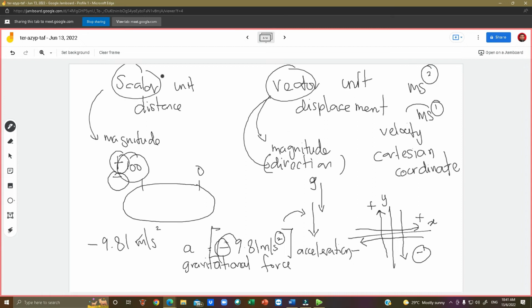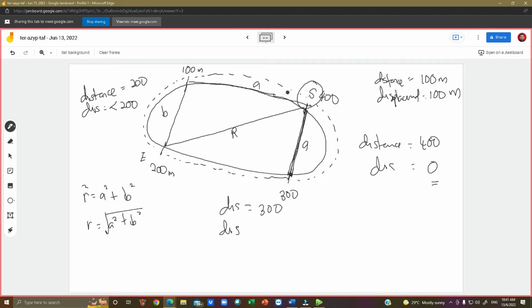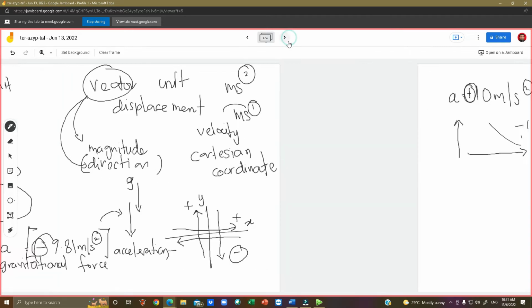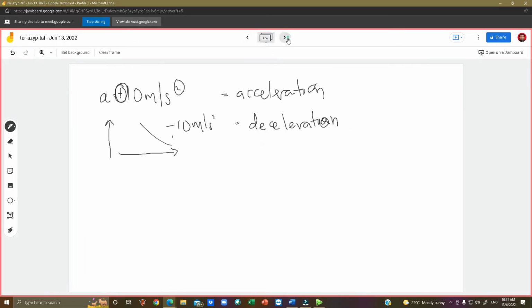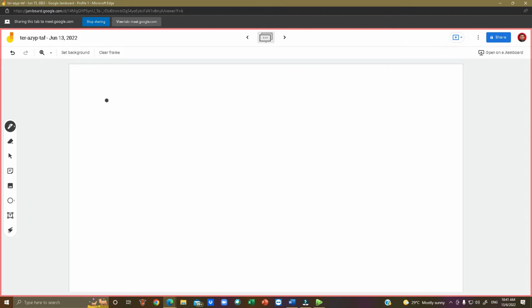Ini beza skala dengan vektor. So the first skala and vector you have is regarding distance and displacement. And this is an example of linear case. Okay, linear case. Okay, angular case. Contoh, kita ada benda macam ni. Let's say kita ada, kita tengok contoh angular displacement dengan jump.